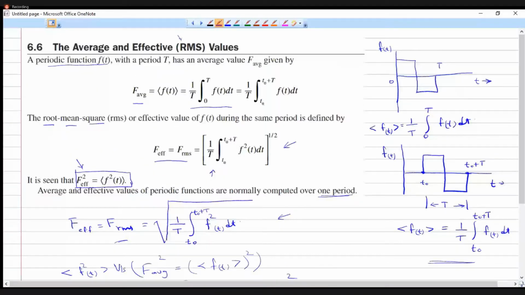Then we have seen what is meant by the average value of a function, as well as the effective or RMS value of a function. We can find the average value of a function by integrating that function over the time period and dividing it by the total time period. Similarly, the root mean square or effective value of the function can be found by taking the square root of the mean of the square of that particular function. In other words, it is called the RMS value, which stands for root mean square. So take the square root of the mean of the squares of that function.